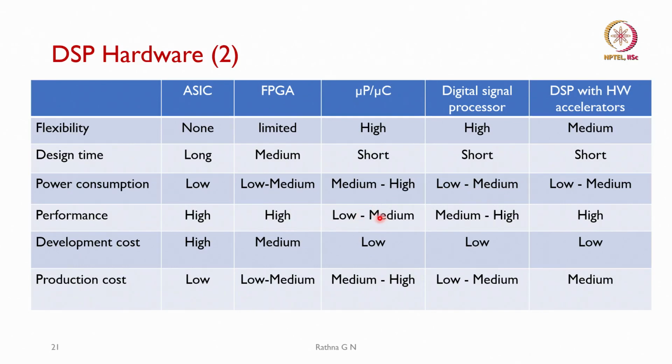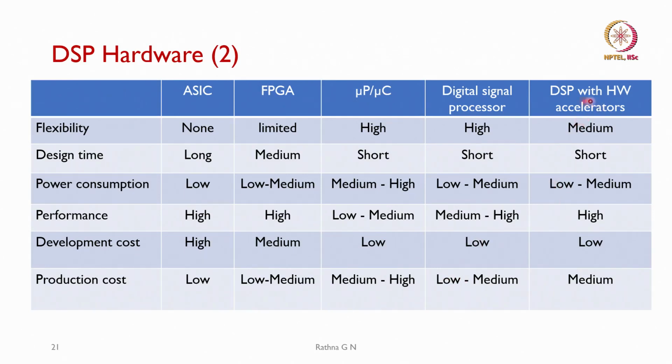So, when it comes to performance, they will be low to medium, whereas in the case of digital signal processor it is medium to high performance that I will be getting. Coming to the development cost, both stand at low, and then production cost is going to be medium to high, whereas for digital signal processor it is low to medium.